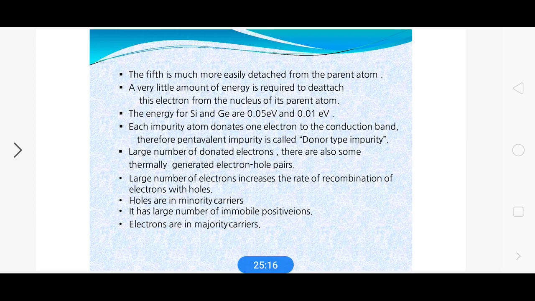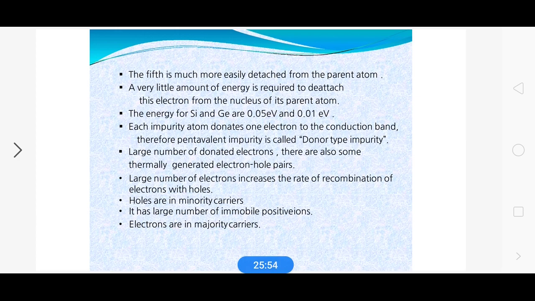Now, each impurity atom donates one electron to the conduction band. Meaning by adding one impurity atom, one free electron is generated. Each impurity atom donates one electron to the conduction band. So therefore, the pentavalent impurity is called donor type impurity. Pentavalent impurity is also called donor type impurity.